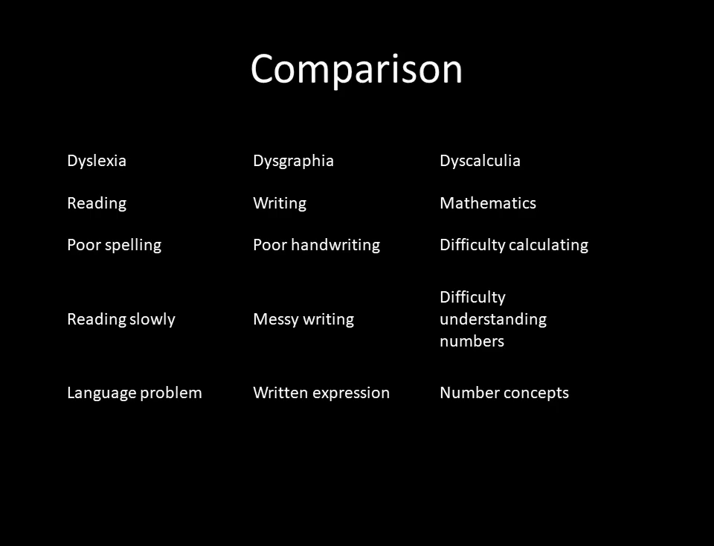So let us have a comparison between dyslexia, dysgraphia, and dyscalculia. Dyslexia deals with reading, poor spelling, reading slowly, and language problems. So dyslexia is all about reading and language, right? Then dysgraphia: writing, poor and messy handwriting, and written expression. Then we have dyscalculia: mathematics, difficulty calculating, difficulty understanding numbers, and number concepts.